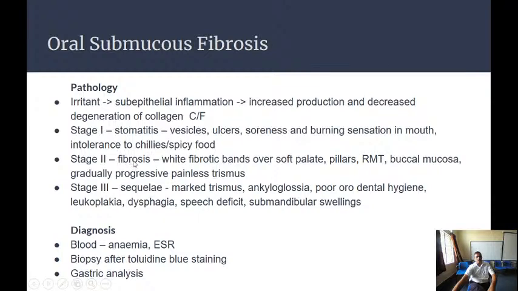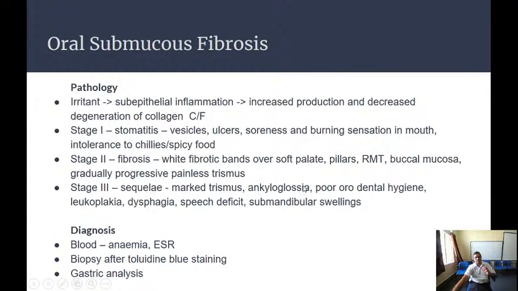In stage 2, the fibrosis has already started: white fibrotic bands occur on the soft palate, the pillars and the buccal mucosa, and they gradually progress painlessly and then slowly involve the muscles. Due to that there is trismus, in the sense that they are not able to open the mouth. Then stage 3, of course, you have marked trismus.